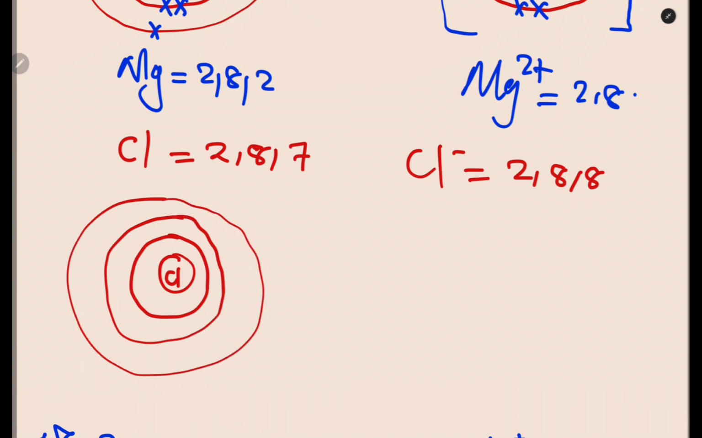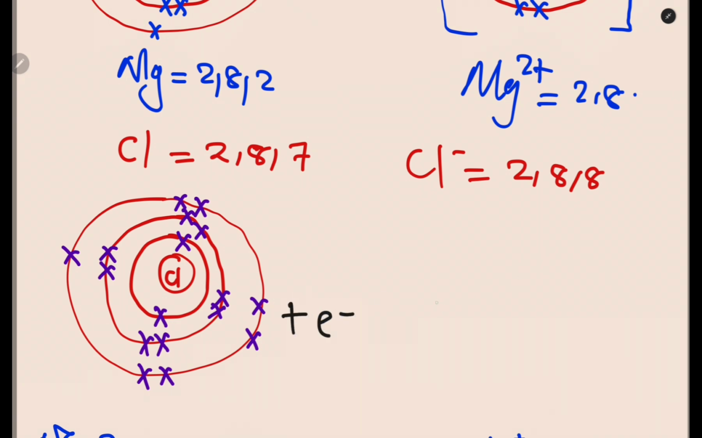Then around each shell, let me put electrons. So 2, 8 in the second one, then 7 in the last one. So 7 in the last one. Okay, so I'll put 1 here. Then this time around you are gaining electrons, so you add them this side. So 1 electron gained.